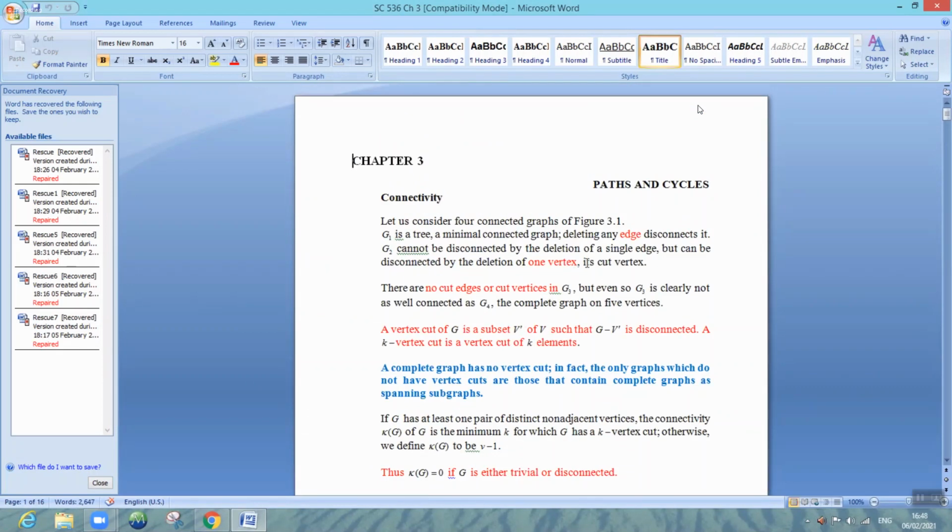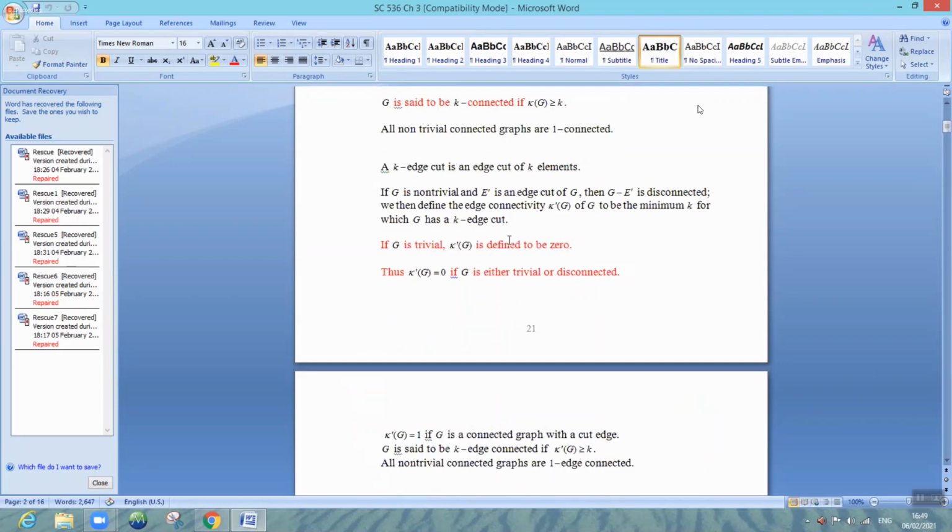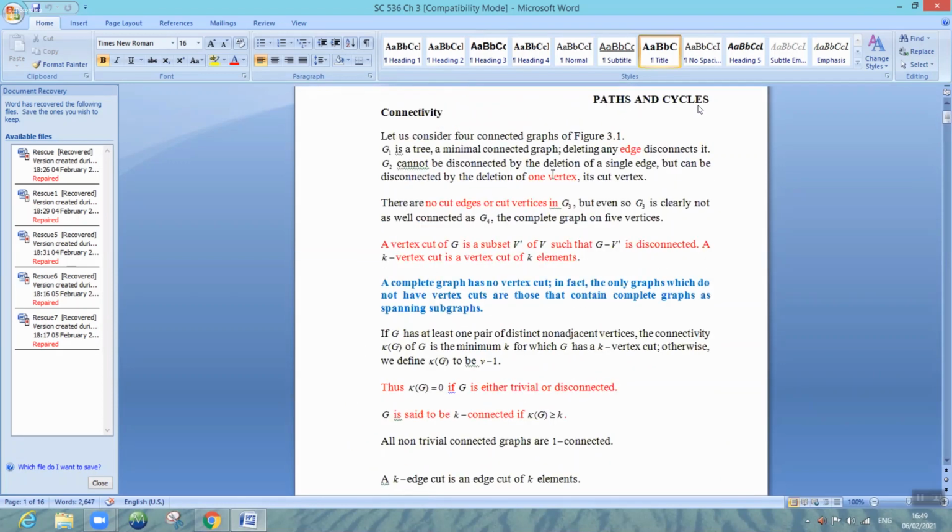G2 cannot be disconnected by deleting a single edge. If you take a single edge out, you can't disconnect. You have to remove two edges. But if you remove the middle vertex, you have to remove all four edges. Then you can disconnect. G2 cannot be disconnected by deleting a single edge, but can be disconnected by deletion of one vertex. That vertex is called the cut vertex. A cut vertex is a vertex which, once you remove it, you can disconnect the graph. Do you understand the definition?